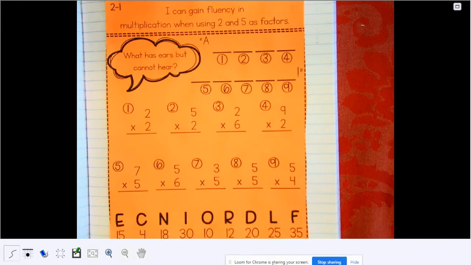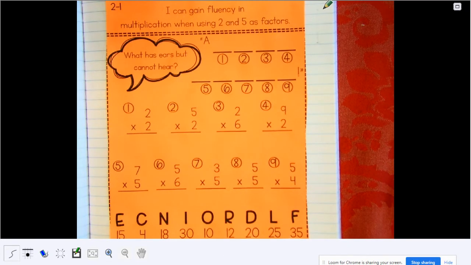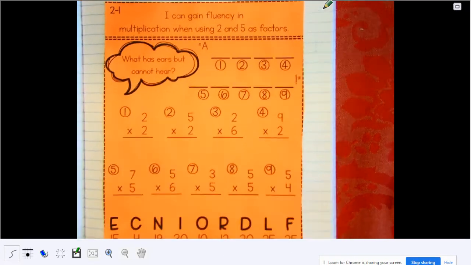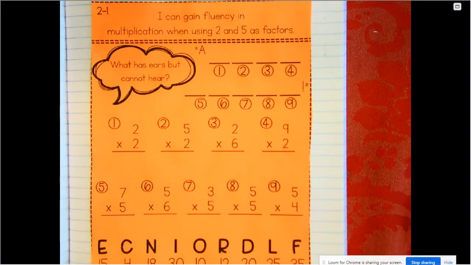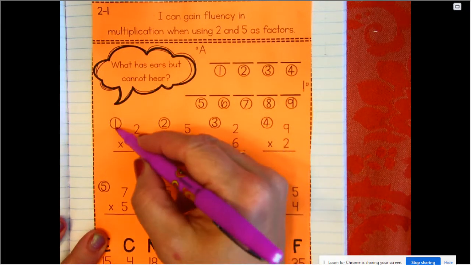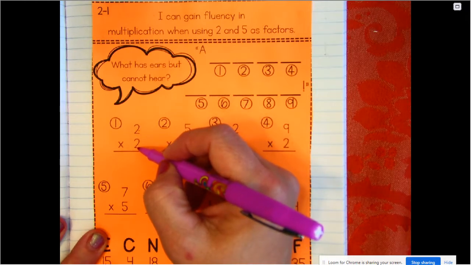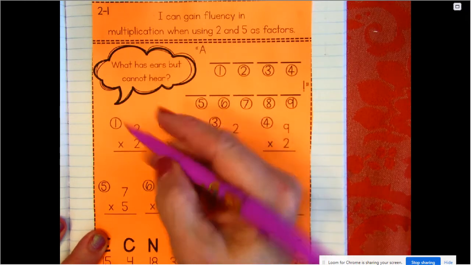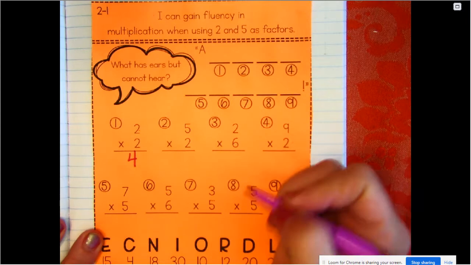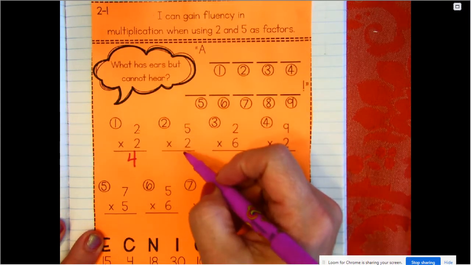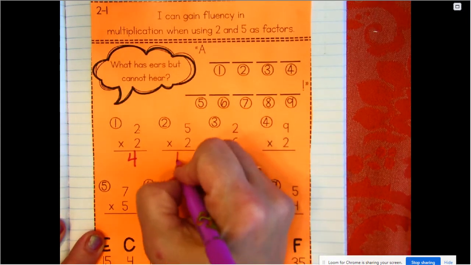Move this out of the way here. Okay. It says, I can gain fluency in multiplication when using 2 and 5 as factors. So we're going to figure out what has ears but cannot hear. Let's solve that riddle. So we're going to go to number 1. 2 times 2. 2, 4. 5 times 2. It's 2 5s would be 10.